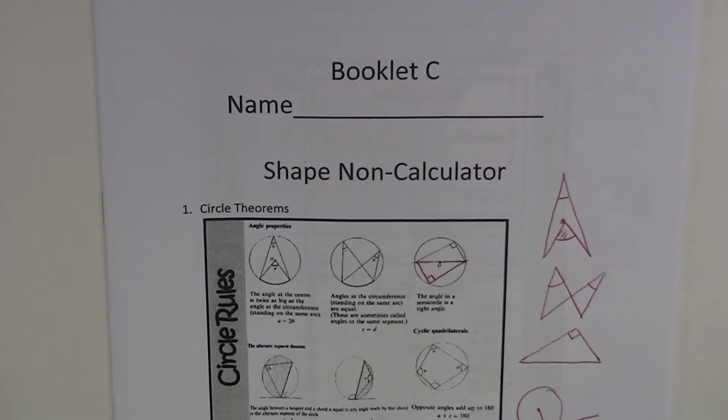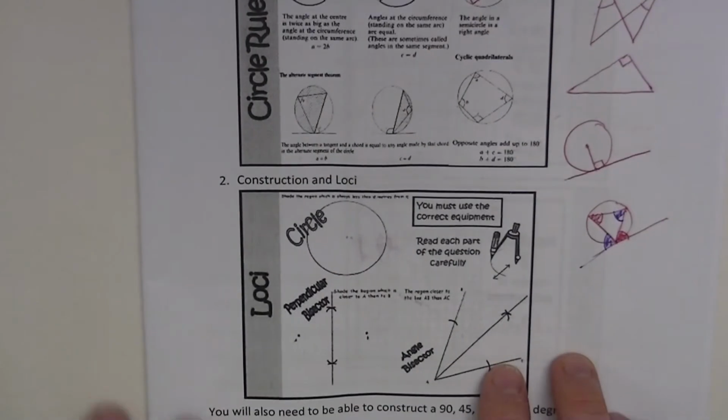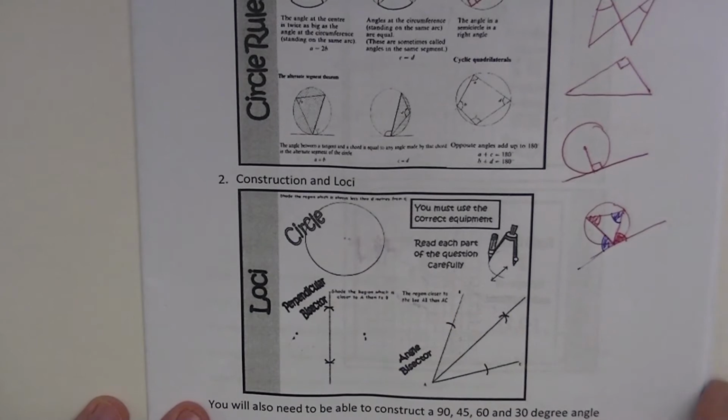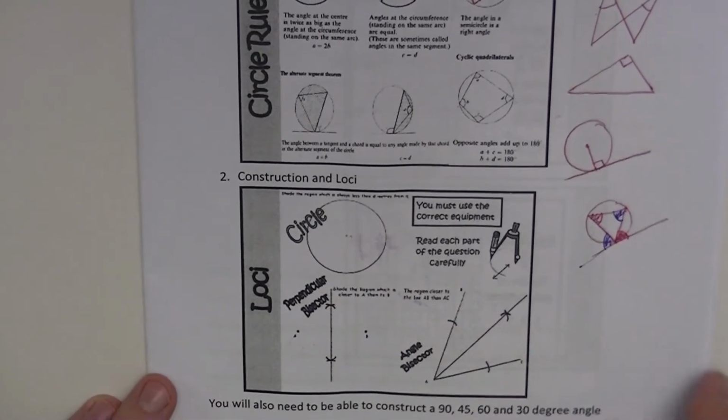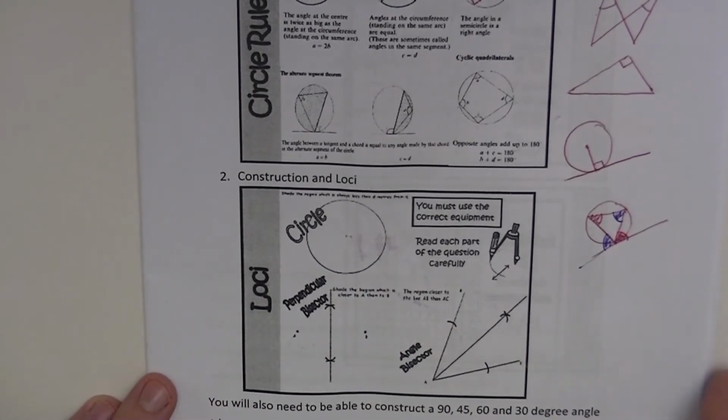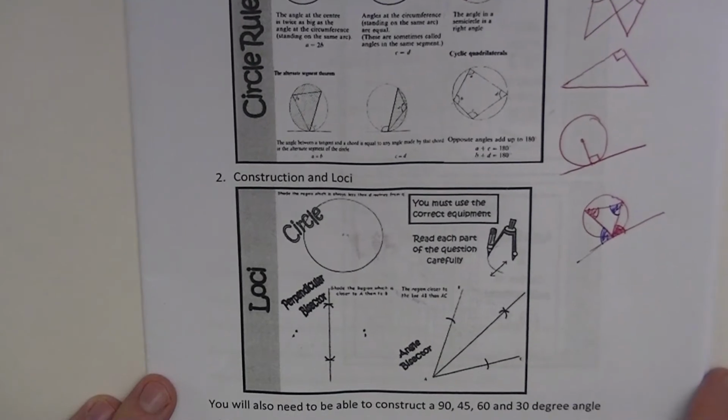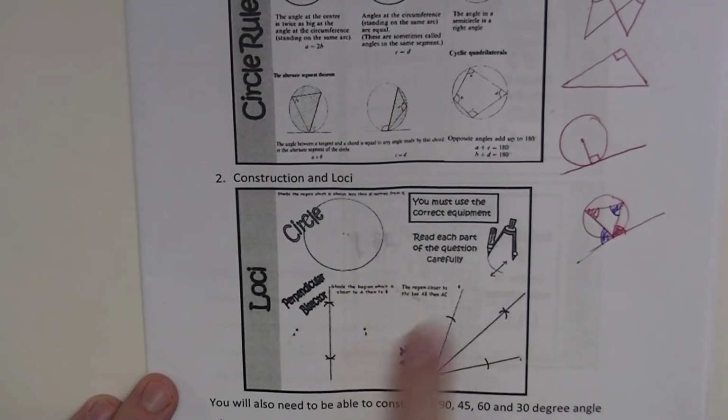So we're going to look at starting this one with construction and loci. We're going to then look at some transformations and some exterior and interior angles, and hopefully then this will take you to the end of that booklet. Now there's a bit of an explanation here, but if we go to some plain paper, there are a few types of construction that you're going to have to be happy with.